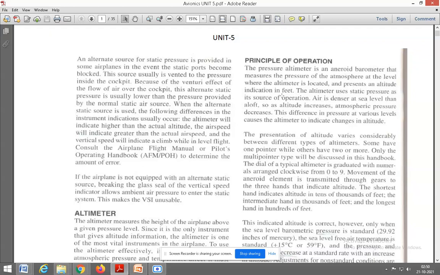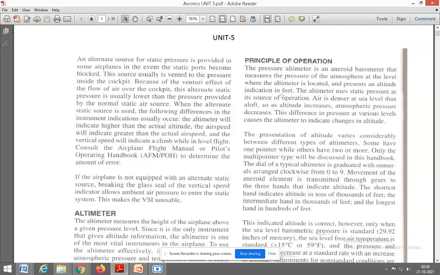So this difference in pressure at various levels causes the altimeter to indicate changes in altitude. Based on the place or level, sea level, land level or space, the pressure value will be changing, which will indicate the different height levels. Okay, that is altitude level.